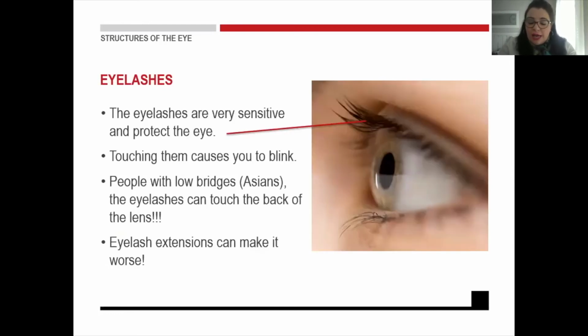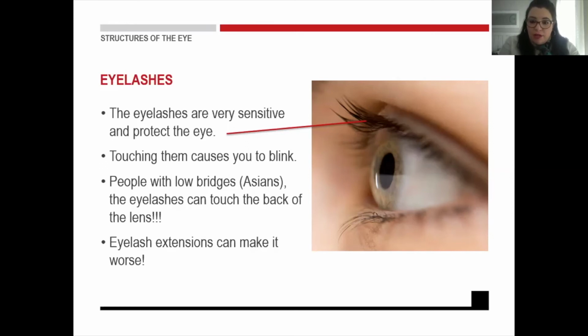Then you've got eyelashes. Now the eyelashes serve a very important role. They're not only there to look pretty, but they are there to protect your eyes from foreign bodies. They are extremely sensitive. So if you touch your eyelashes, you will have a normal reflex to close your eyes. And that reflex is built into you to protect your eyes from foreign bodies.